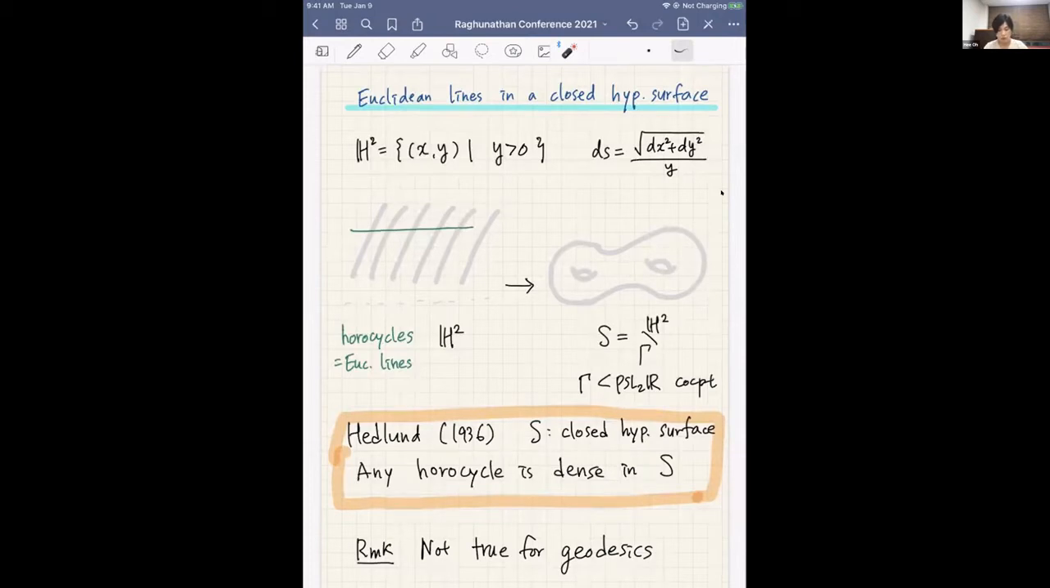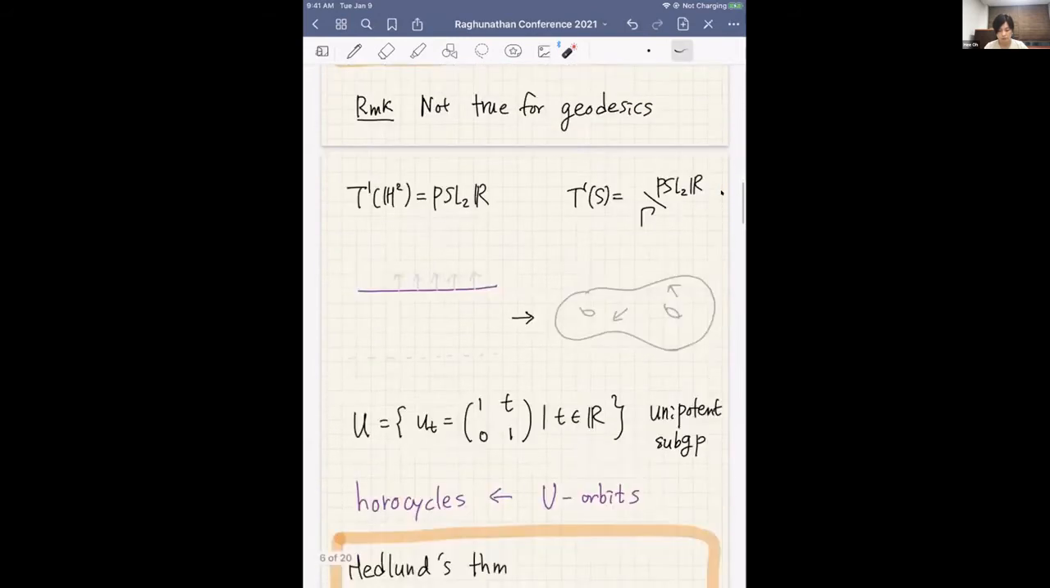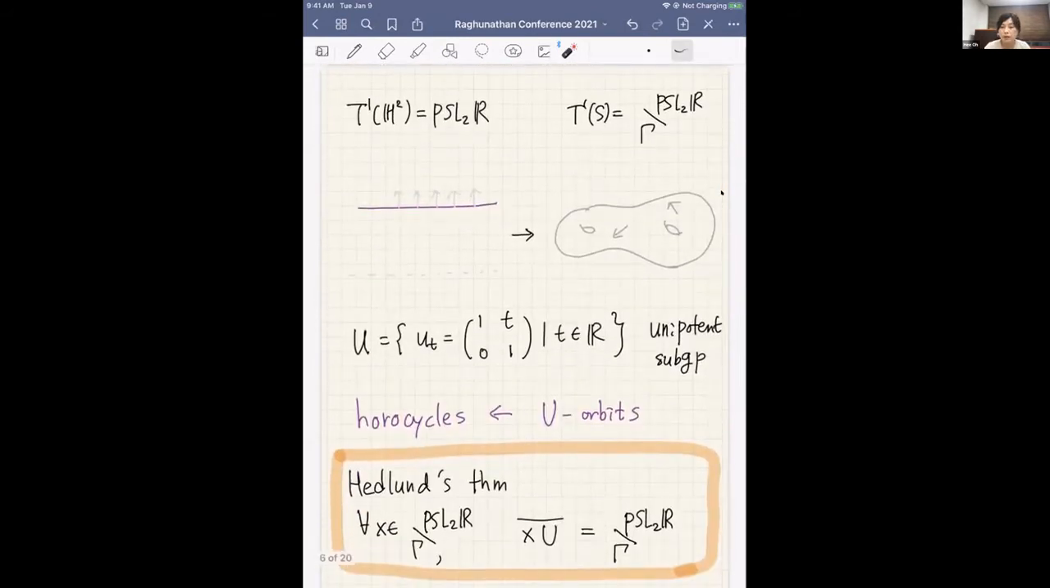So how did Hedlund actually prove this statement? Instead of looking at the surface, he looked at the unit tangent bundle. The group PSL2R acts, of course, on H2 by Möbius transformations. And this action is transitive, but it's not simply transitive if you look at the action on H2. However, if you look at the action of PSL2R on the unit tangent bundle of H2, then this action is simply transitive. So this gives an identification of the unit tangent bundle of H2 with PSL2R.